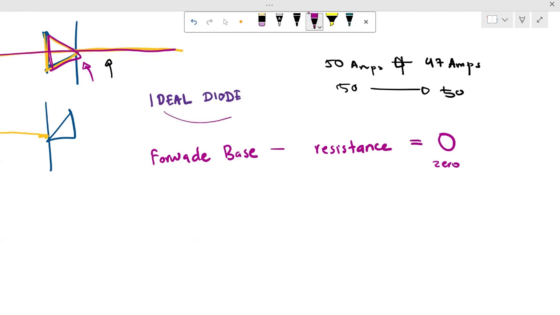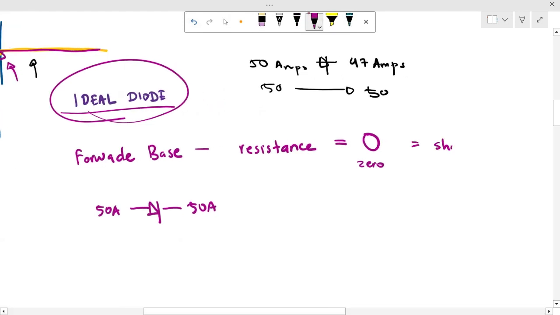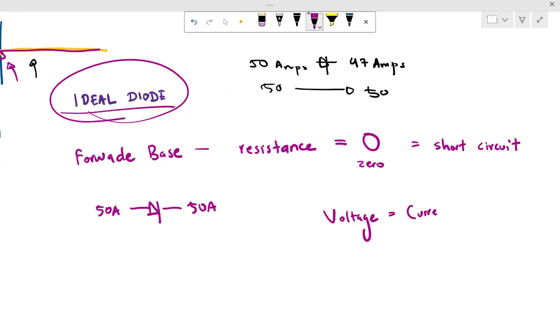However, in the ideal diode, there is no resistance at all. So if 50 amps enters a diode, 50 amps comes back as well, which is also known as short circuit. This is a short circuit because the resistance is zero, and as we know from Ohm's law, voltage is equal to current into resistance.